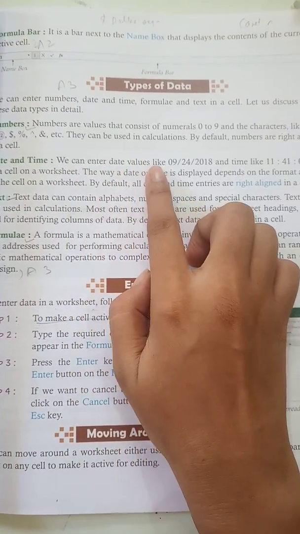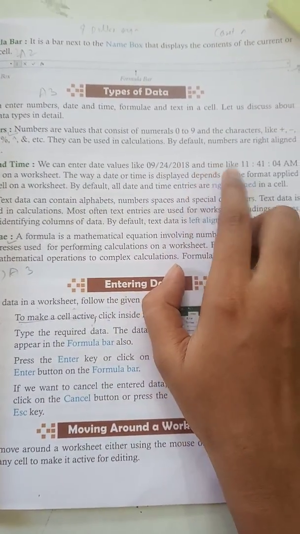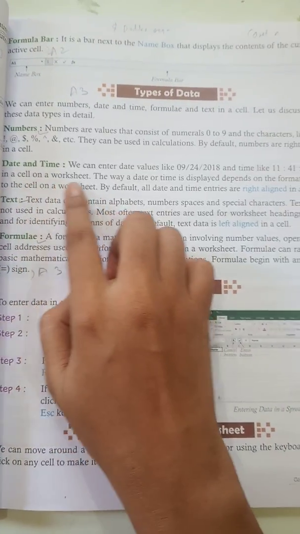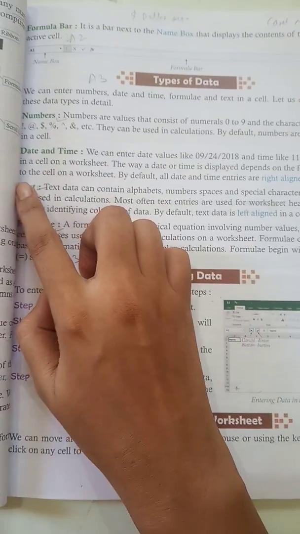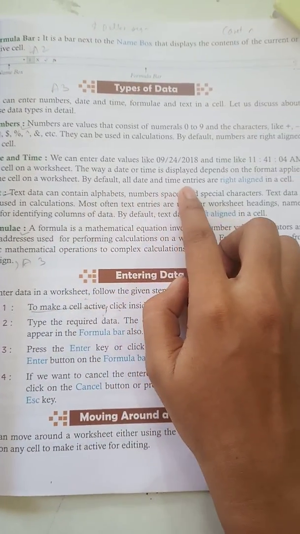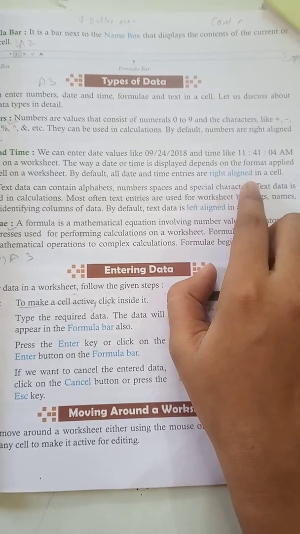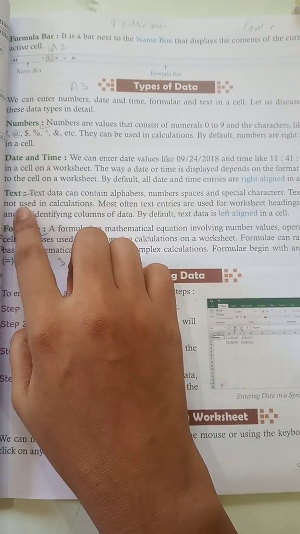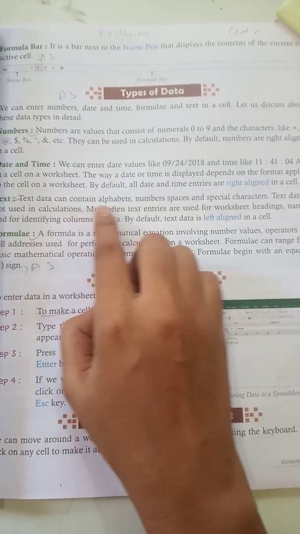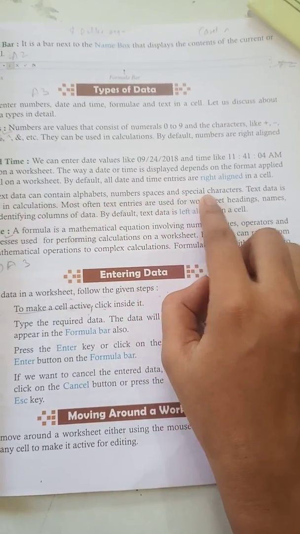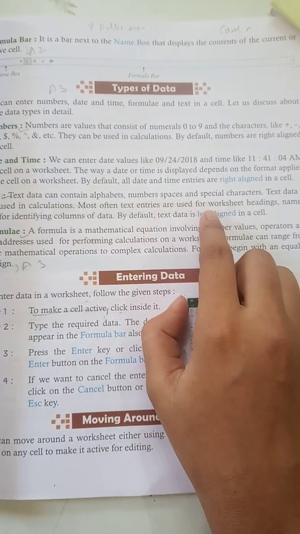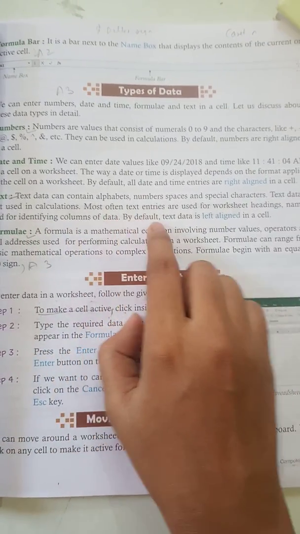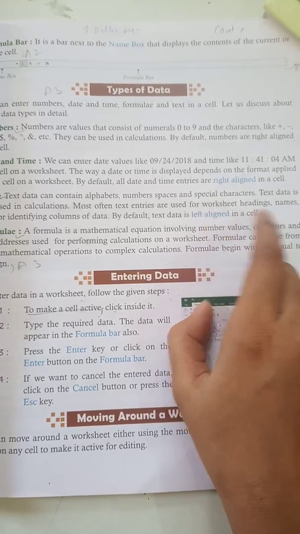Date and time. We can enter date values like 9/24/2018 and time like 11:41 am in a cell on a worksheet. The way a date or time is displayed depends on the format applied to the cell. By default, all date and time entries are right aligned in a cell. Text data can contain alphabets, numbers, spaces, and special characters. Text data is not used in calculation. Most often, text entries are used for worksheet headings, names, and for identifying columns of data. By default, text data is left aligned in a cell.